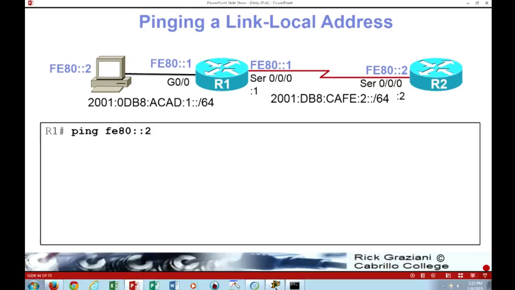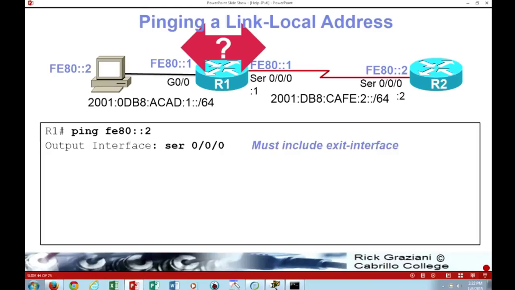We say ping FE80:2. And we know we want to ping that router. Okay, the router goes, wait a minute, FE80:2 could be out this interface or it could be out that interface. Which way do you want me to send it? It doesn't have to be unique on that link. So IOS comes back and says, what is the output interface? And then we tell it, oh, serial 000, that way.